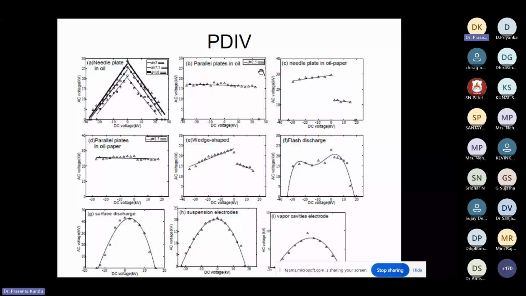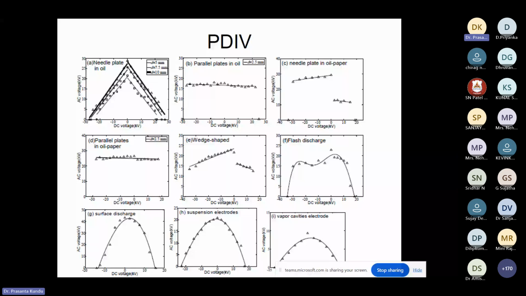That's why you need to study impulses and AC, because at AC there is no PD. As soon as there is a transient of short duration, PD will start. The transient will disappear, but PD will still continue because it has already started: the inception voltage is reached by the transient, but the extinction voltage is below the normal operating voltage. That's why there is research on PD with impulse and AC or any other operating voltages.